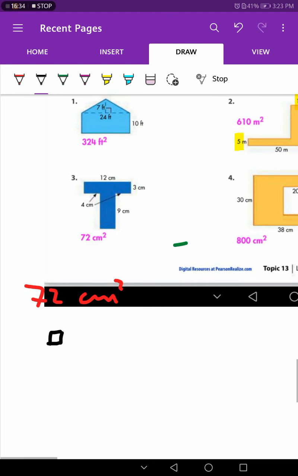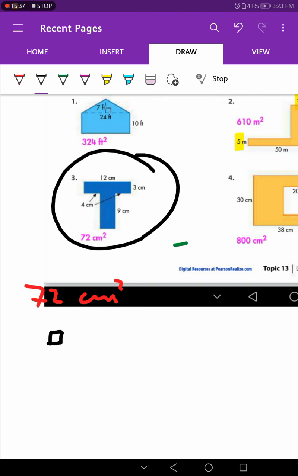Teacher, can you repeat what is the meaning of 72 centimeter squares? That means I need 72 of this smaller rectangle to cover this polygon. Okay, this is the meaning of the area. This is the meaning of the square.